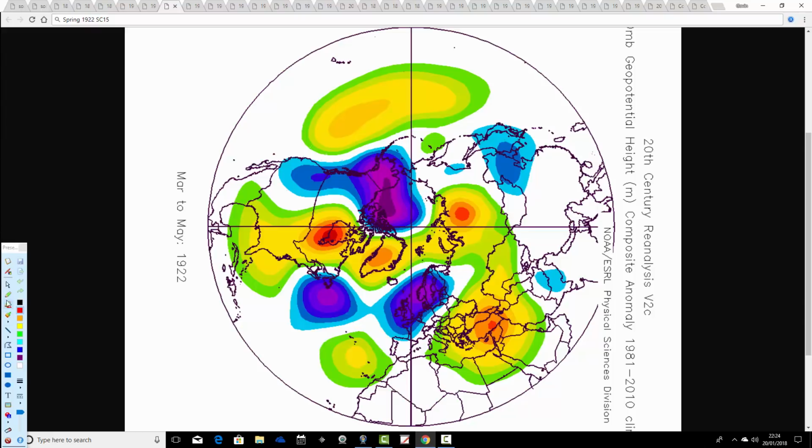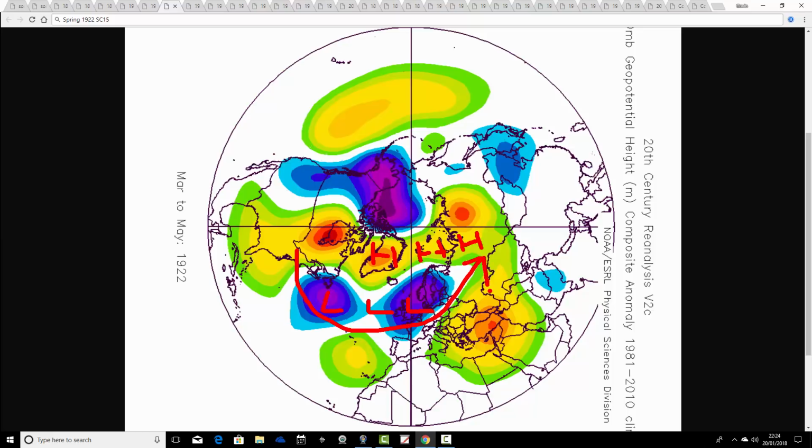This is solar cycle number 15, and this one does have quite a blocking signal, again, to our north. Then we've got the below average heights through the Atlantic and going into much of northern Europe. The jet stream is going through rather like that. So, in many ways, similar to 1912, slightly stronger blocking signal, but overall a very unsettled looking spring.